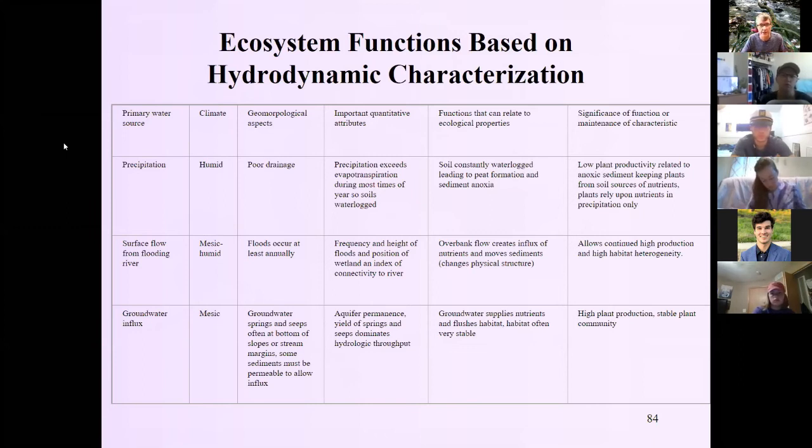So there's no nutrients. If the primary water source is precipitation and the climate is humid, and there's poor drainage, you'll get precipitation exceeding evapotranspiration, so the soils are waterlogged. And if the soils are constantly waterlogged, then you get peat formation and sediment anoxia. You get low plant productivity in this area, and plants rely on nutrients from the precipitation only. So these are wetlands where we might see something like pitcher plants or sundew or Venus flytrap.